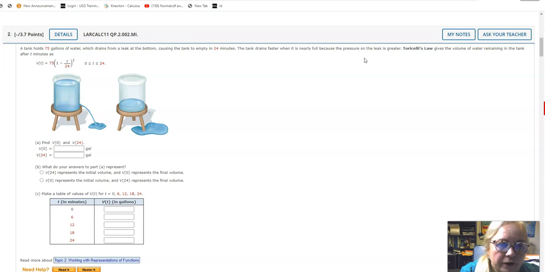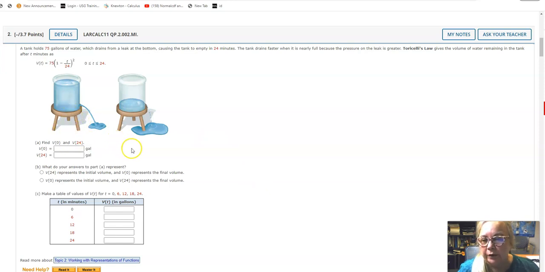Torricelli's law gives the volume of water remaining in the tank after T minutes as this formula. So the tank drains in 24 minutes, so time is between 0 and 24, time greater or equal to 0 and less or equal to 24, which we say in plain language that time is between 0 and 24. Here's the picture. So you see it's not that scary as it looks when you just take a first look at this problem.